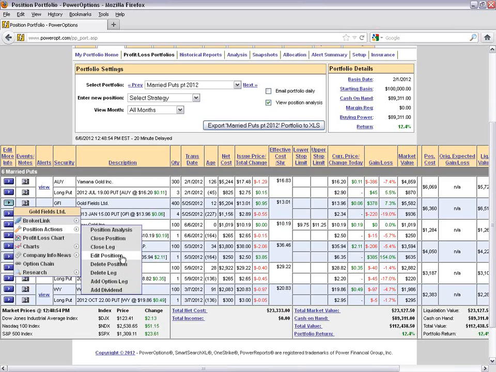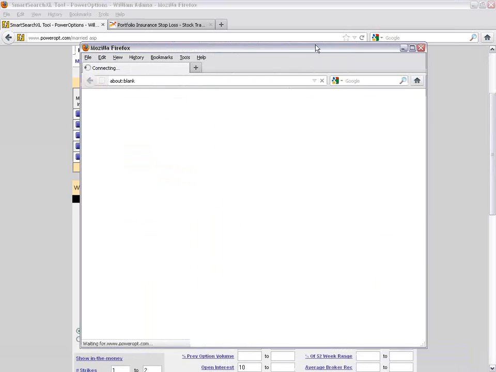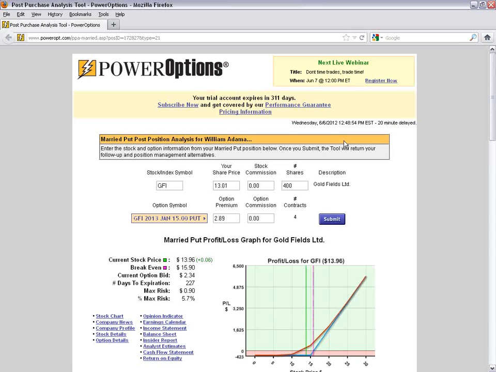We can edit the position if we made a mistake entering the stock or the option price. If we're closing a leg or if we're closing the position, we can do that as well. What we want to look at right now is the position analysis. This is available for all strategies, of course, not just the married puts, but all strategies you're tracking in the portfolio. The position analysis screen is going to give us a breakdown of our current position.